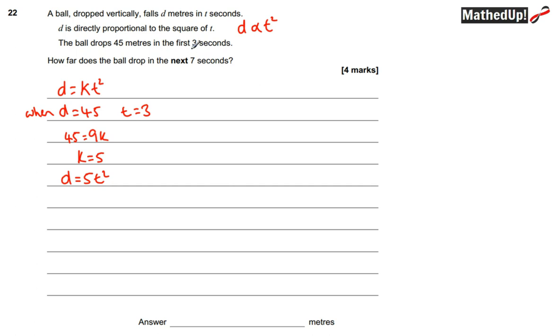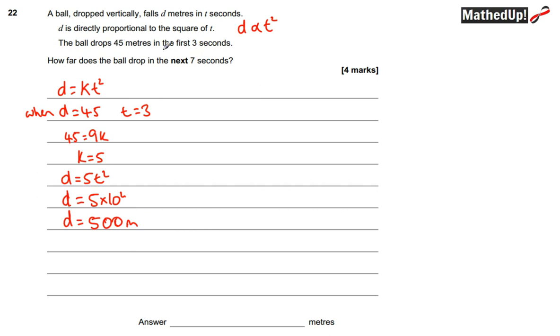So if it's already dropped for 3 seconds and it drops for another 7 seconds, in total it would have dropped for 10 seconds. So the distance that it will have fallen in 10 seconds is going to be equal to 5 times 10 squared. So that distance is going to be equal to 500 meters. Okay, so after 10 seconds it will have fallen 500 meters.